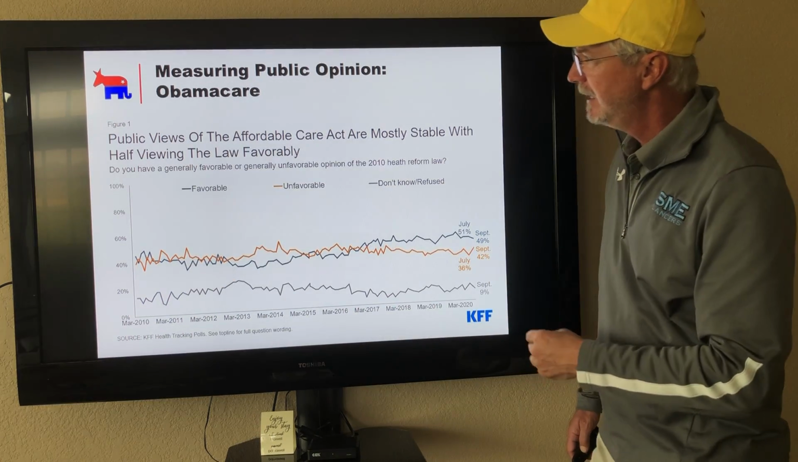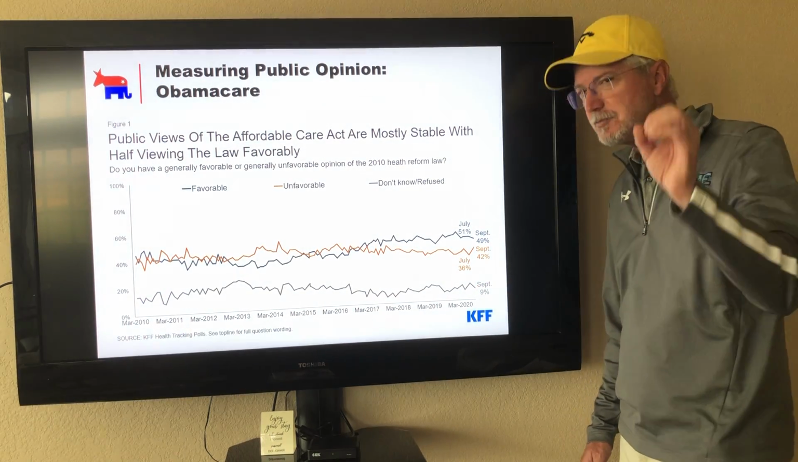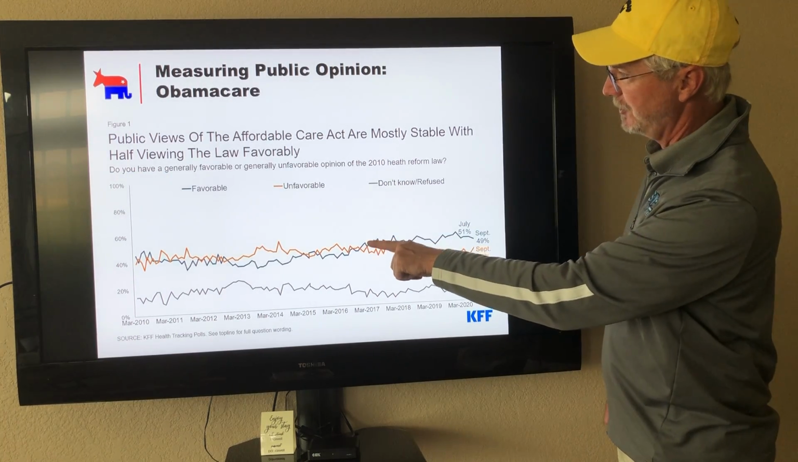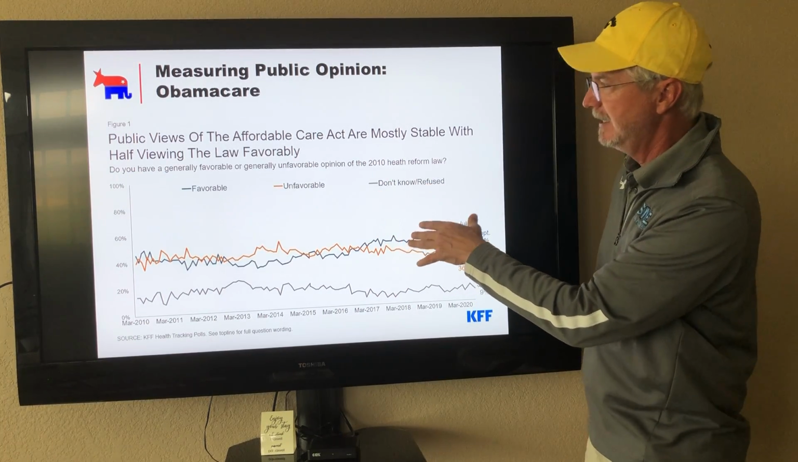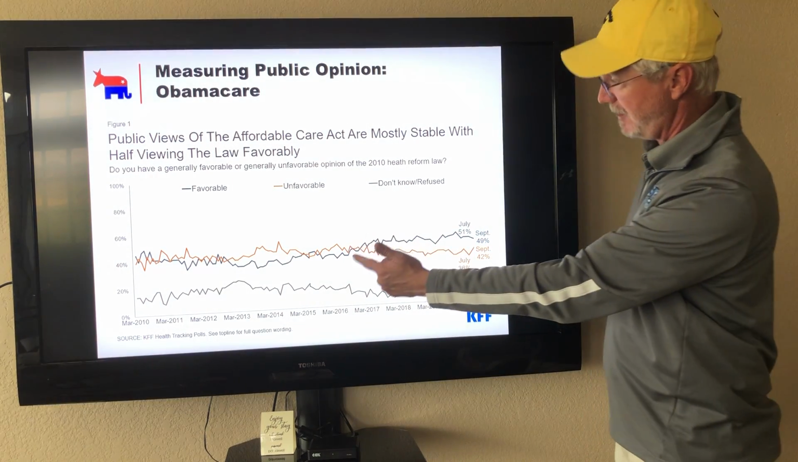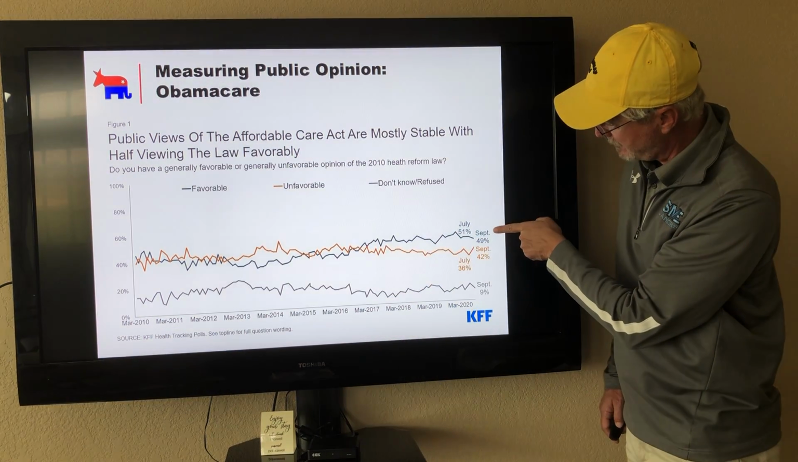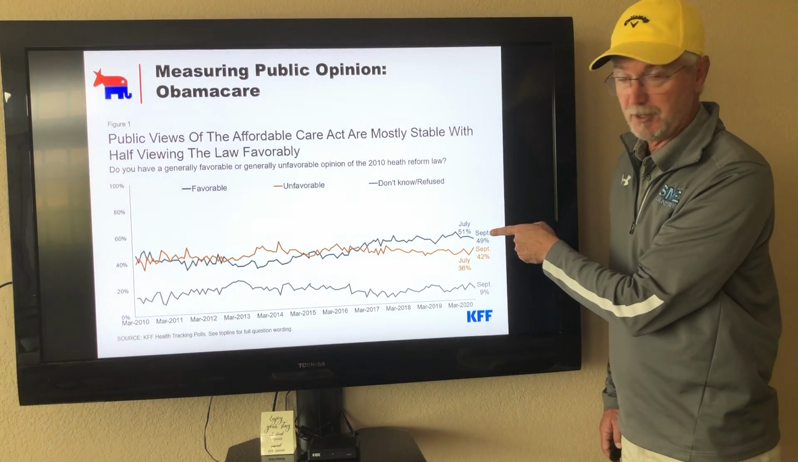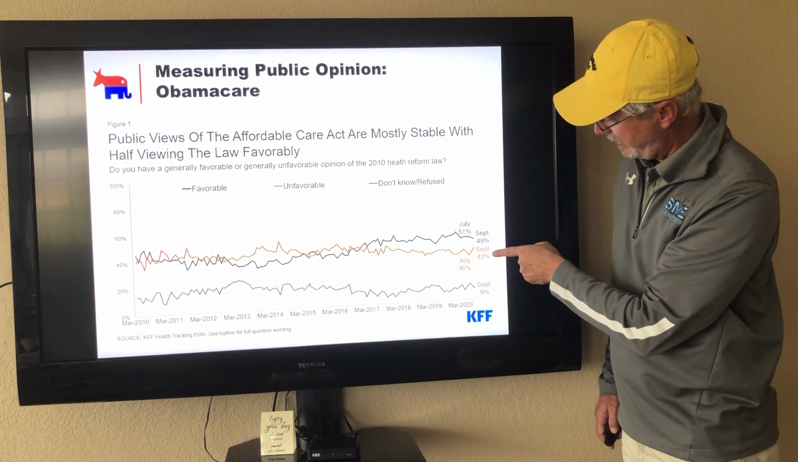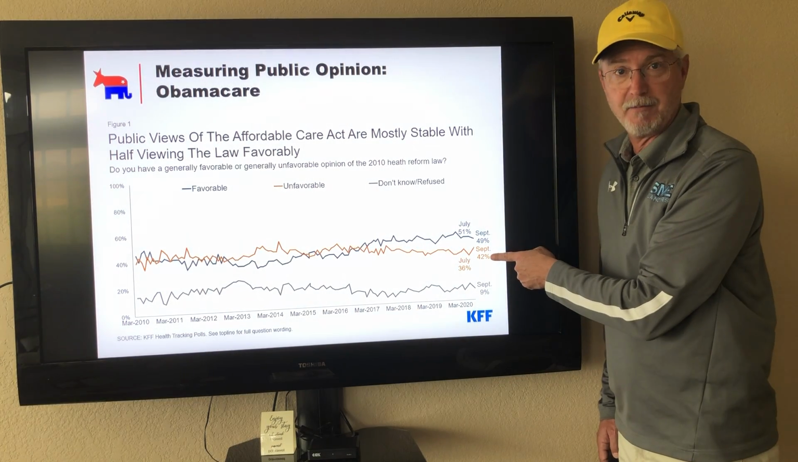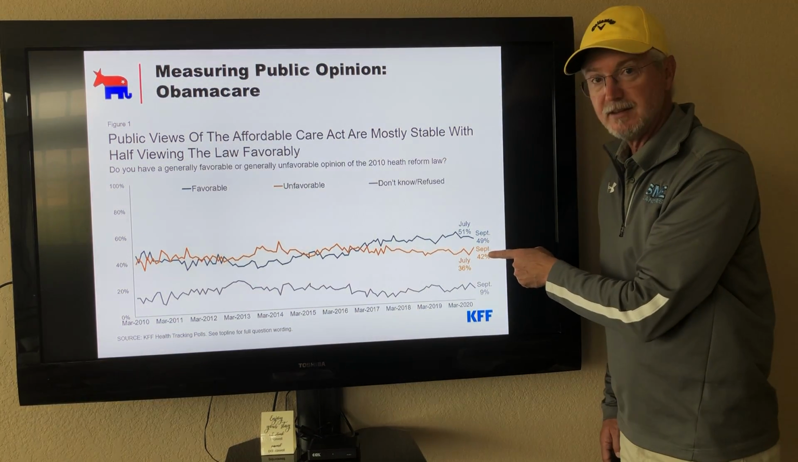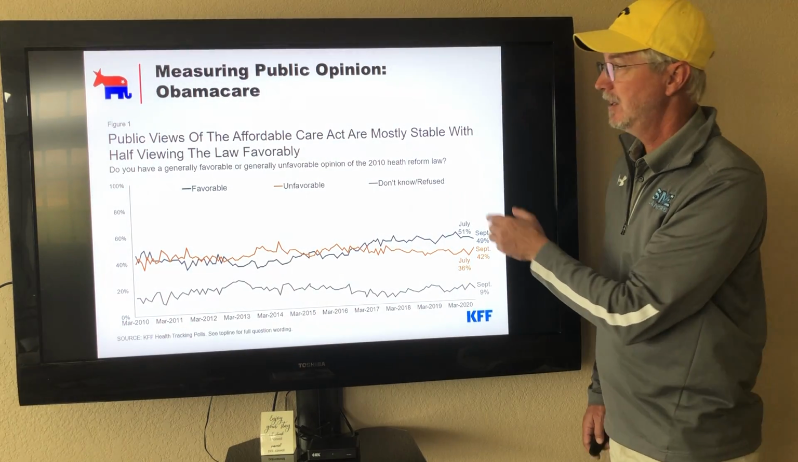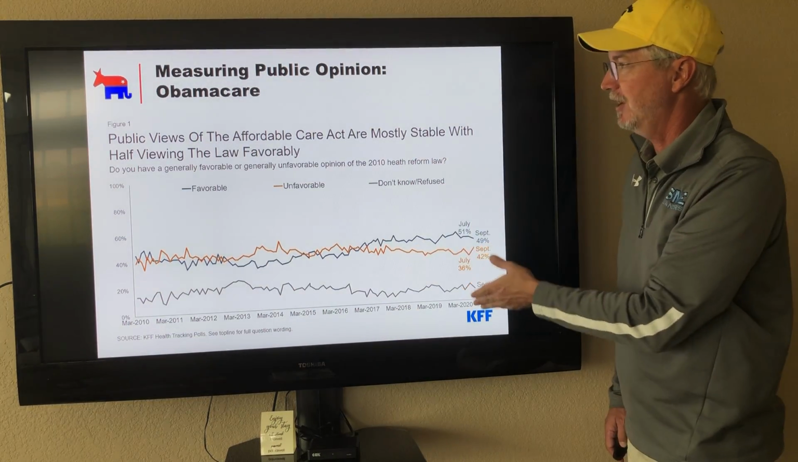And this is another one, do you view the law favorably? And this one cracks me up, right? Because of the question, okay? And this goes through, do you view the Affordable Care Act mostly favorable or unfavorable? And you see the favorable line, the blue, okay? This was last month. 49% said that they had a favorable opinion of it, and 42% said they had an unfavorable opinion of it. Now, when this question is asked like this, you have more people that have a favorable opinion of it than don't know.